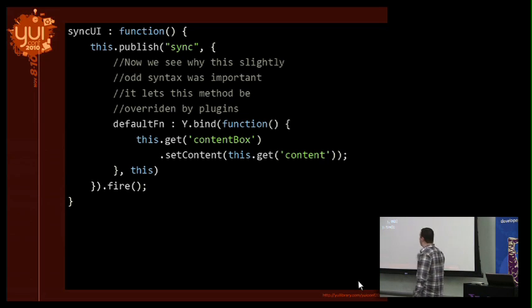YUI3 is smart enough to know that we've already published this and it won't republish it. But you can see at the end, we publish it and immediately call fire. So that way, every time sync UI is called, the sync event will be fired. If there's nobody listening, or if anybody listening calls prevent default, this won't happen. But if there's either nobody listening or nobody prevents the default, the action will happen.